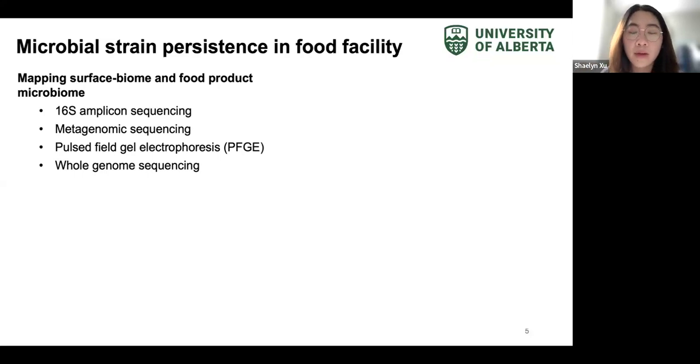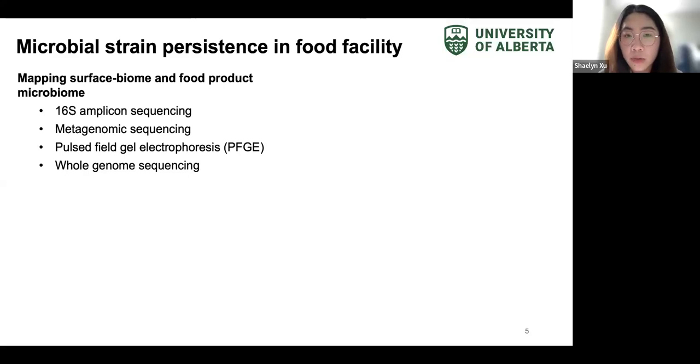So to study the microbial diversity and composition in the food processing facility, 16S amplicon sequencing has been used as a main standard to review the surface microbiome and the food product microbiome. Metagenomic sequencing is recently gaining more interest in food processing facilities because it can also provide functional profiles. If we want to know whether those isolates are the same strain or not, pulsed-field gel electrophoresis was the gold standard for outbreak analysis and tracking food pathogens.